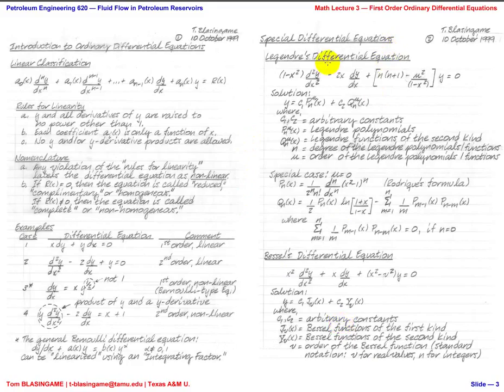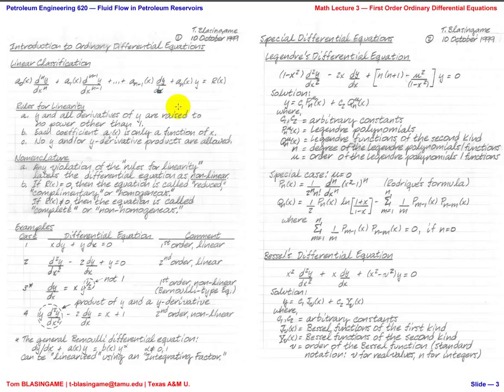So first, let's classify the ordinary differential equations. As I told you, the ordinary differential equations have the property that they only depend on one independent variable, which is x in this case. So you have a function y, which is only dependent on the independent variable x. We are going to focus only on linear differential equations.